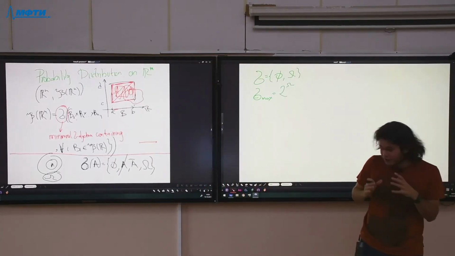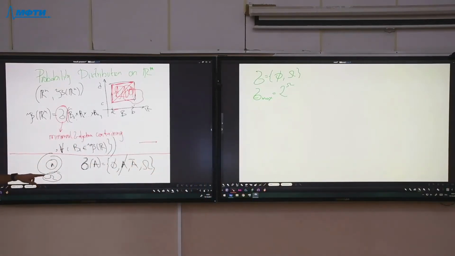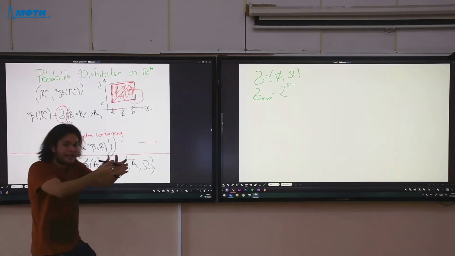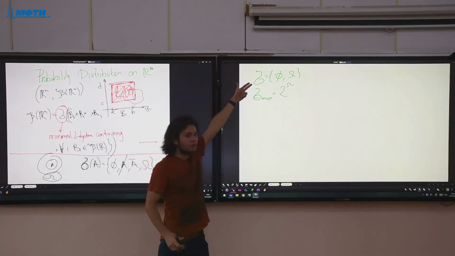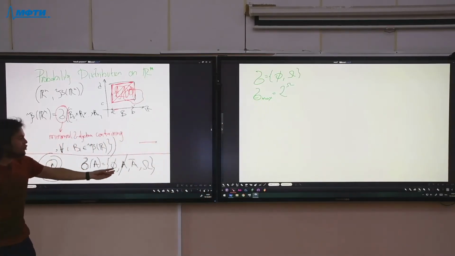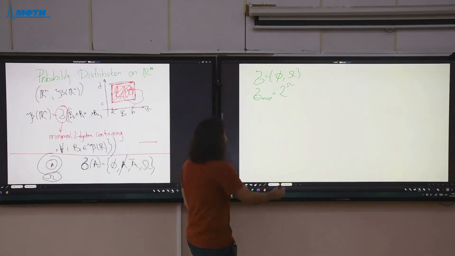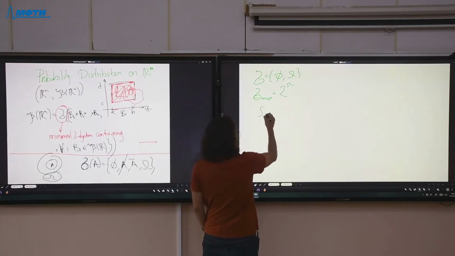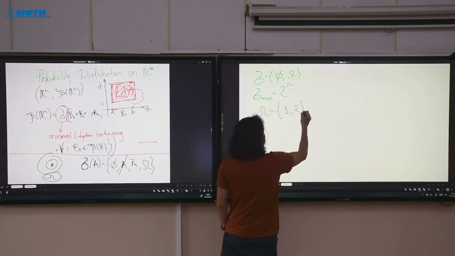So for every set omega, we can have many different sigma algebras, right? We have the minimal sigma algebra, we have the maximal sigma algebra, and we have the sigma algebra generated by some set A, right? So I don't know, another example. I think that this is important.